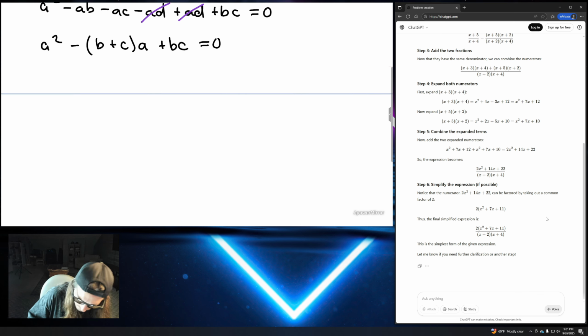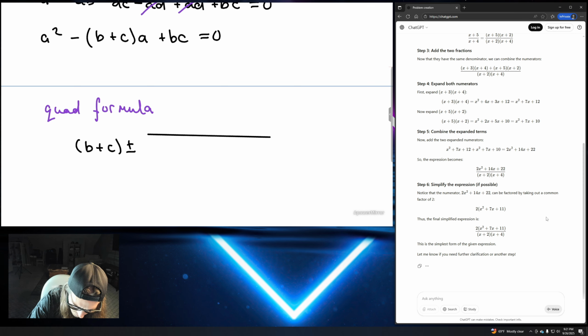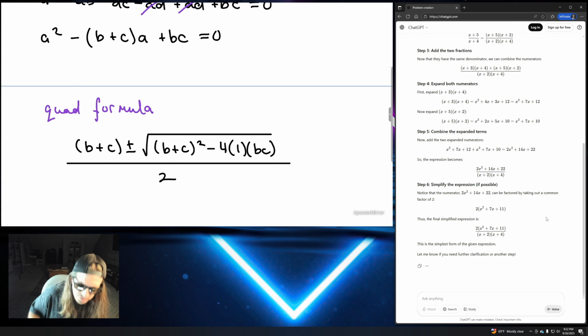So if I apply the quadratic formula, I would have negative B plus or minus the square root of B squared minus 4AC, all over 2A, which is just 2.